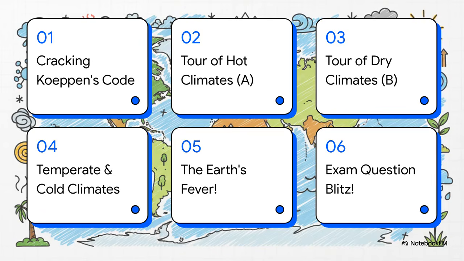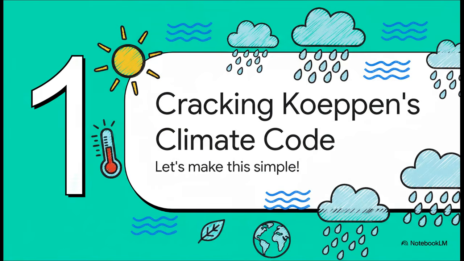And here's our game plan. It's very simple. First, we'll crack this Koeppen's code. Then we'll go on a quick world tour of different climates. After that, we'll talk about a very important topic, climate change. And to finish it all off, we'll do a rapid-fire round of exam questions. Ready? Chalo, let's go. So, Section 1, Cracking Koeppen's Climate Code.